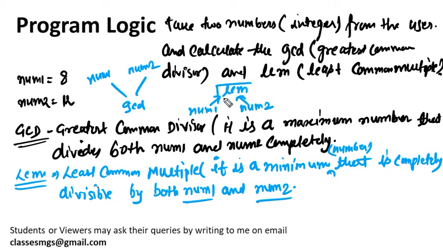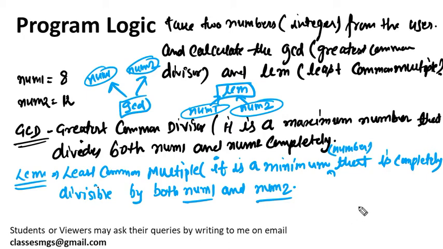So the difference you should know. GCD is a number that completely divides both number 1 and number 2, but LCM is the minimum number that is completely divisible by both number 1 and number 2. You should understand this difference. If you know what GCD and LCM are, then we can directly write the Python program, but I am just telling because some of the students might have forgotten.